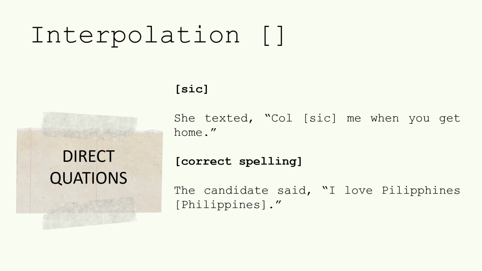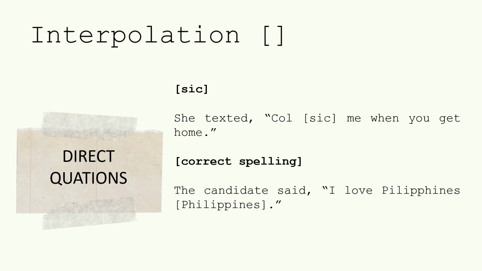So another is [sic]. Since we are using direct quotation, for example, "sick, she texted, call me when you get home." That's the original. That means the [sic], because you might be questioned, the word "call" is in incorrect spelling. The spelling is wrong, "call me when you get home." But since it is direct quotation, you just use the word sic inside two square parentheses, to give your readers the idea that it is intentionally done by the previous author. Okay, and it is really a direct word from the author itself. So the spelling was intentionally wrong.